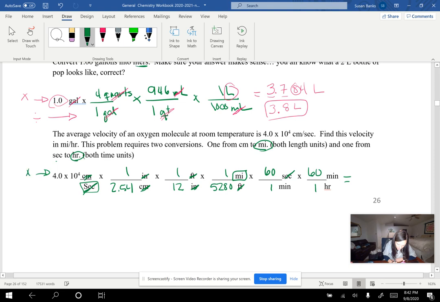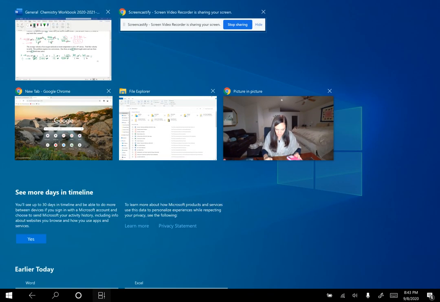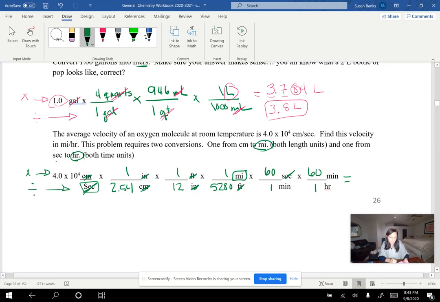Everything on the top is going to be a multiplier. Everything down here on the bottom is going to be a divider. So we're going to take 4 times 10 to the 4th. And we are going to divide by 2.54. And we are going to divide by 12. And we are going to divide by 5,280. And we are going to multiply now by 60. And we are going to multiply by 60 again.